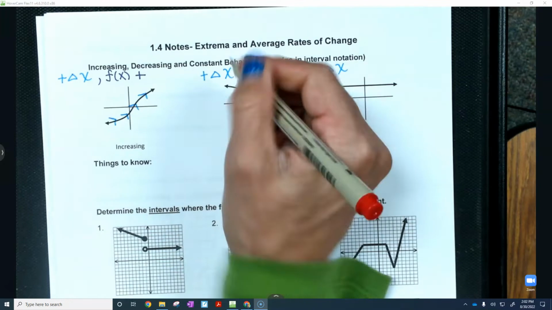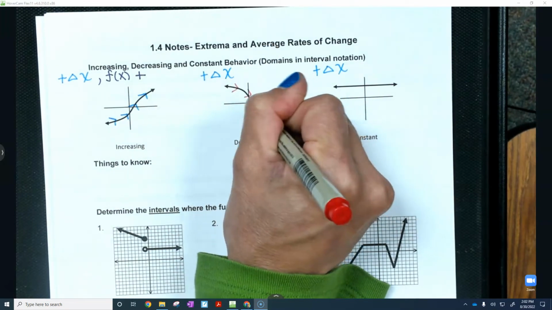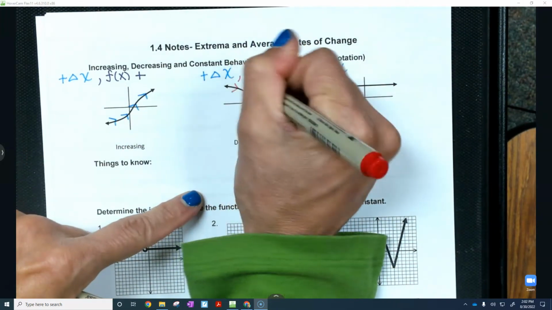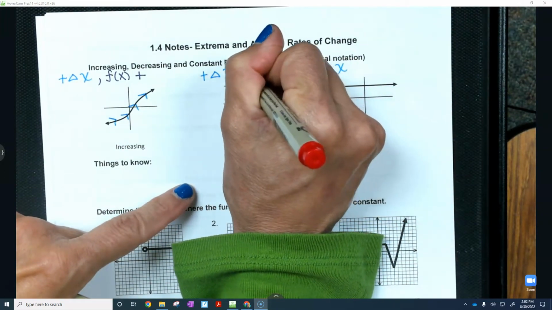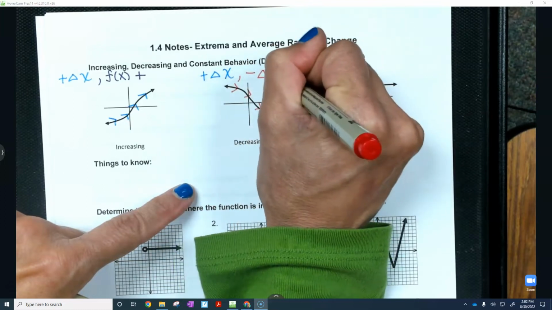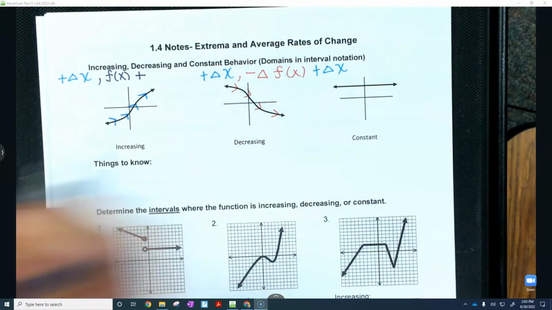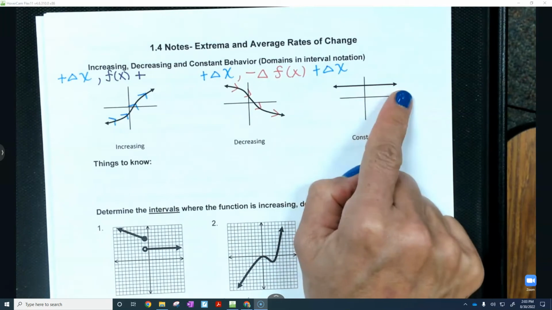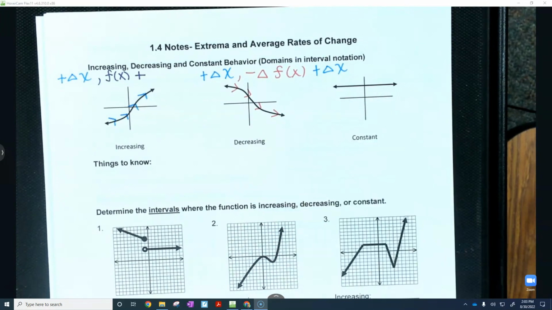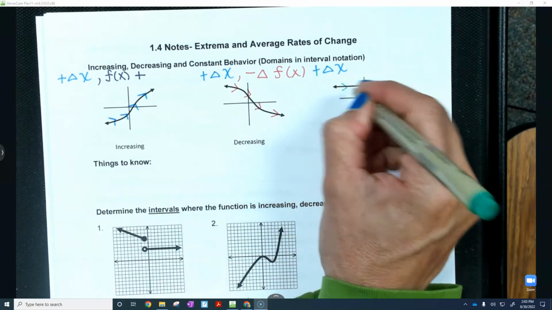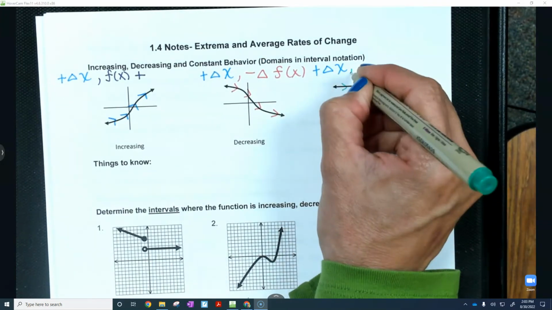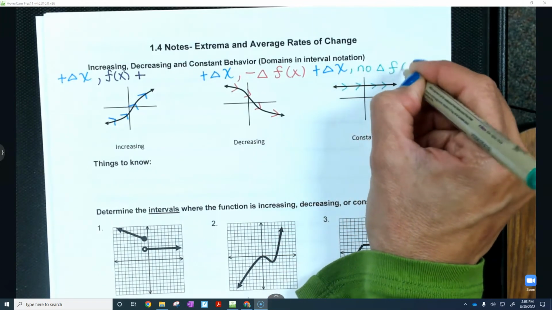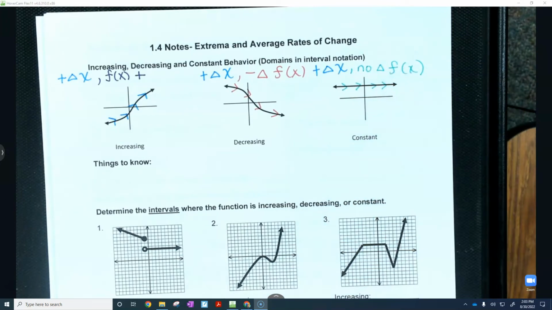On the flip side, if I'm walking on this from left to right, I'm walking down. So the positive change in x results in a negative change for the value of the function. And then, again, guys, if we read this from left to right, the x values are increasing here. But there is no change in the value of the function.